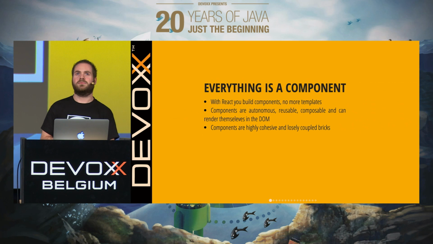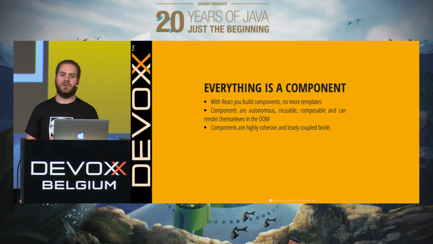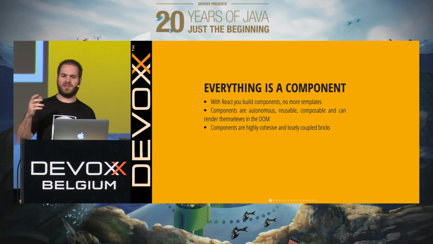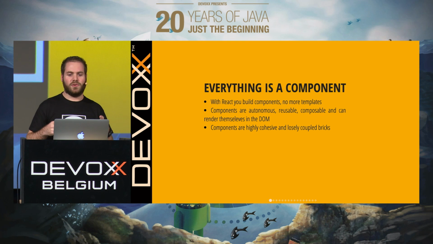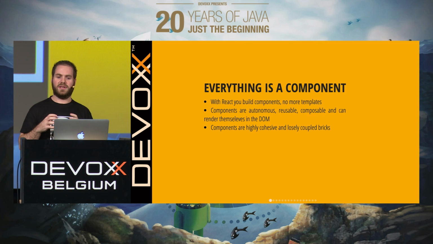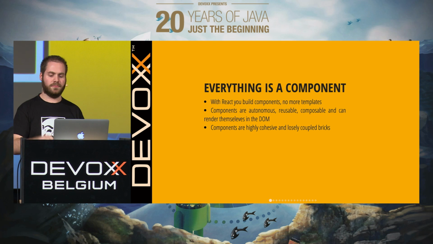The second main concept of React is that everything is a component. So with React, you build components. You don't assemble some kind of templates or stuff like that. You write a small, autonomous, reusable, and composable piece of code that you assemble together to make bigger components, and so on and so on.